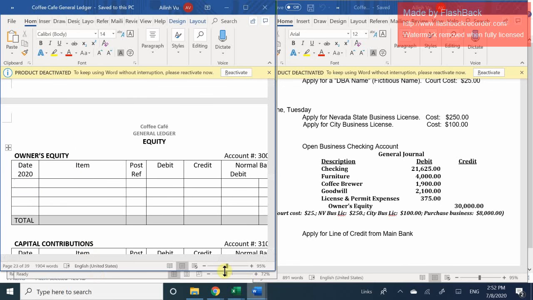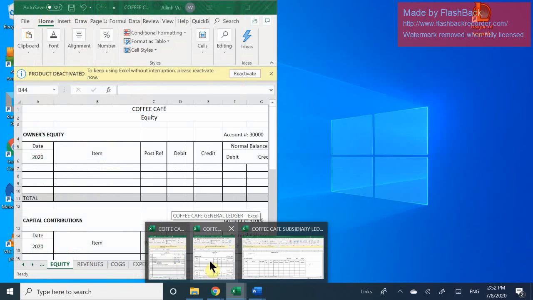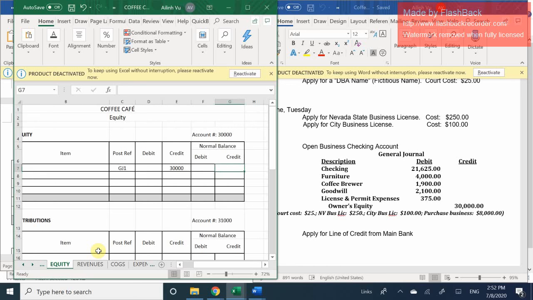Okay. June, over, and 30,000. So here, I'm at owner's equity. So June 4th. General journal number 1. It is a credit for 30,000. So therefore, I should have a credit balance. Make sure you're in the correct column. I have a credit balance of $30,000.